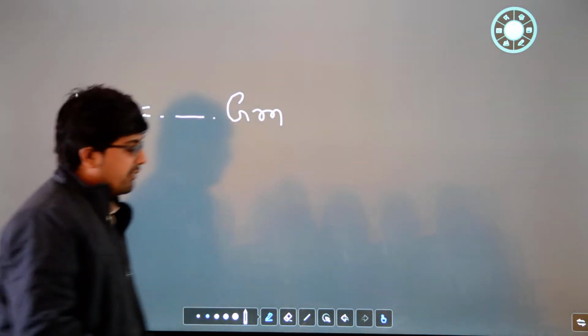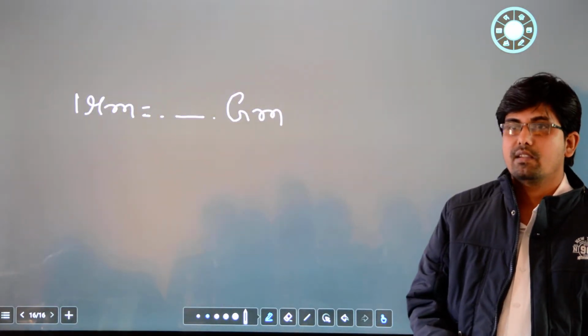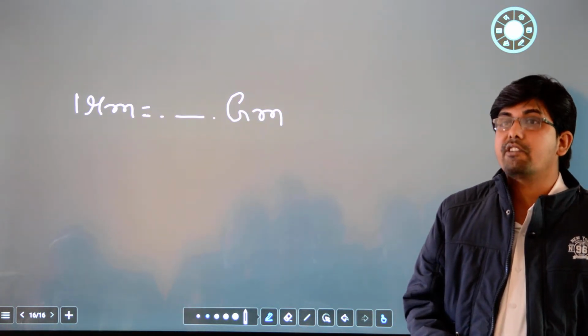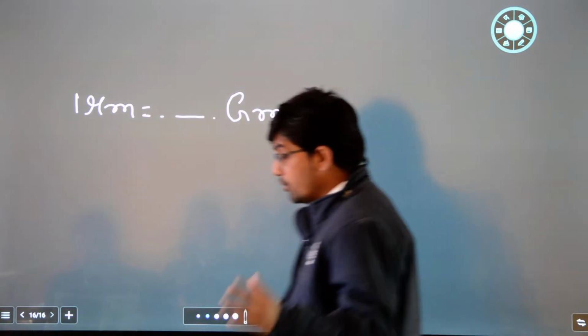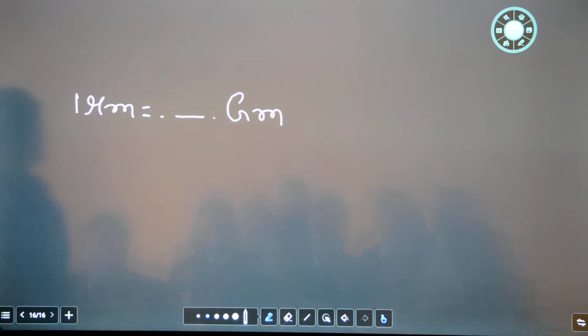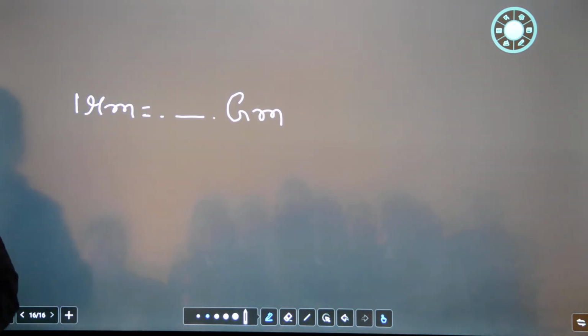Can anybody tell me what is the first rule of unit conversion? I am not asking you a property, I am asking you a rule. What is the rule of unit conversion? When we convert one unit to another unit, what rule do we use for the conversion?